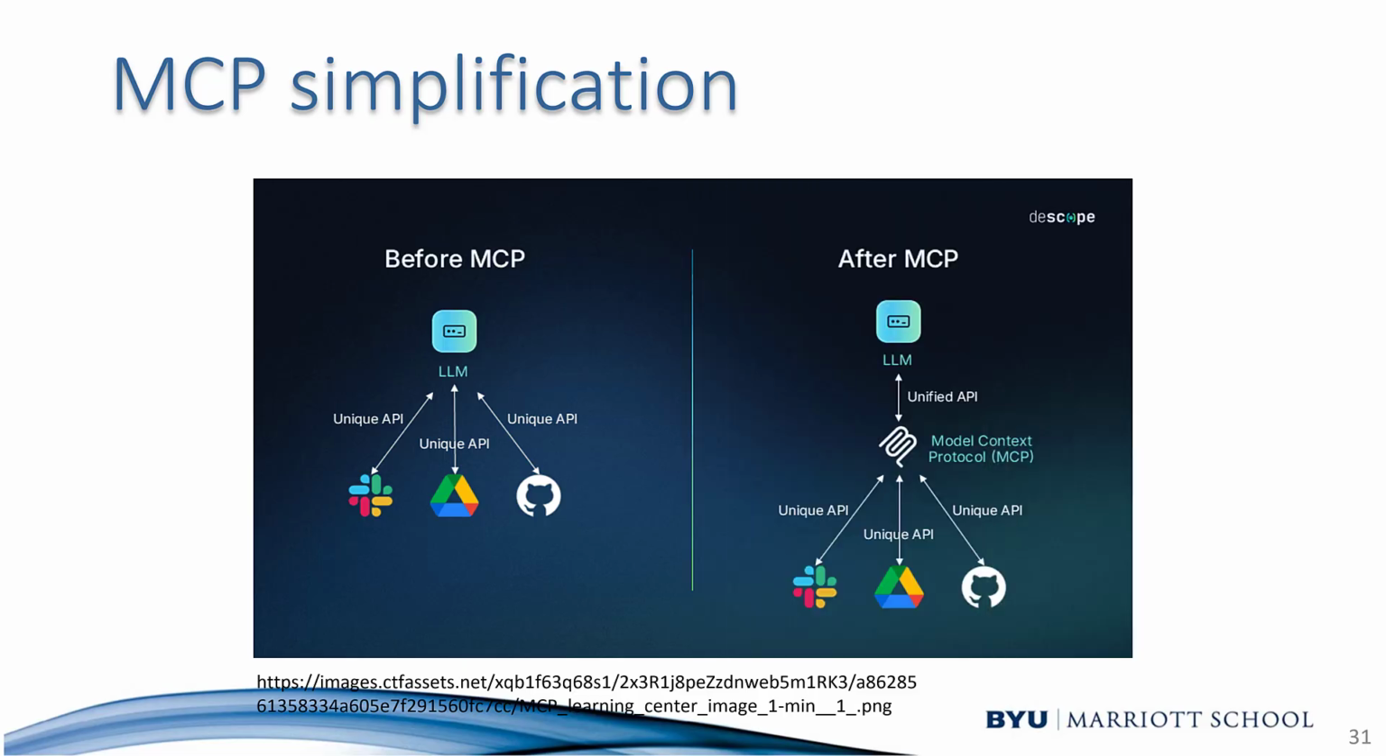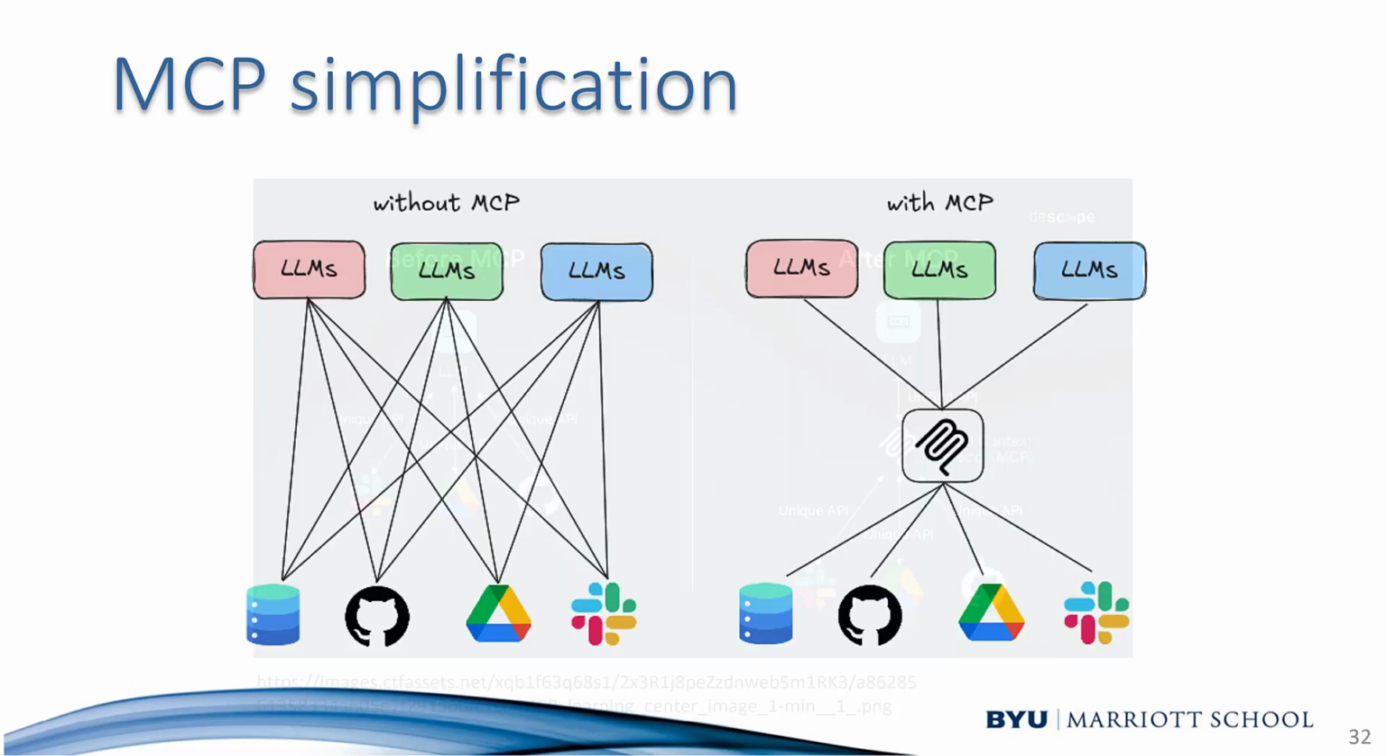So after MCP, we now have a unified API. You have one API, which is MCP. It's kind of standard, and you can use it to access all kinds of different services out there to get context for your inference. Hallelujah. Here's another diagram. Without MCP, every LLM has to figure out how to communicate with every different device. With MCP, the LLMs all have a standard way to communicate with all types of information sources.